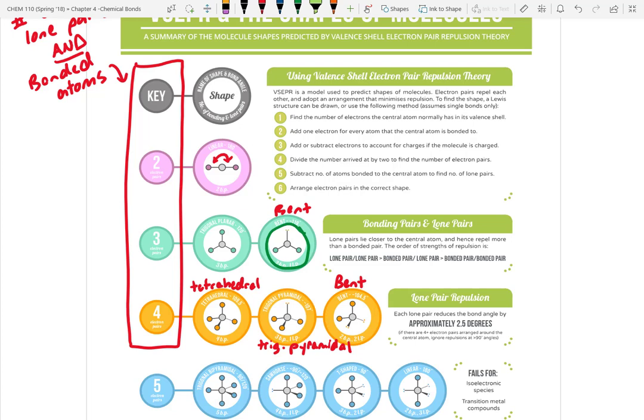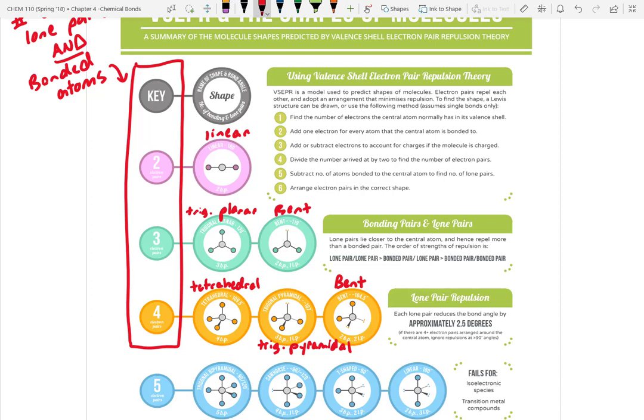The last one, or last 2, are pretty easy. This one right here, where you've got evenly spaced atoms in 120 degrees, that's called trigonal planar. And then the last one up above, it's nice and easy, and this one is linear. Does that make sense?